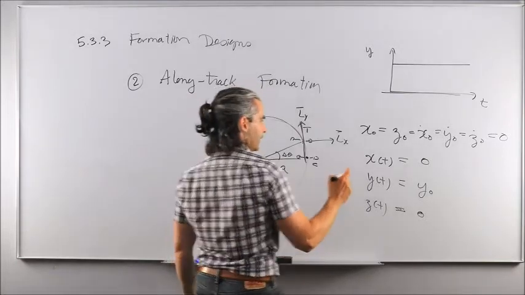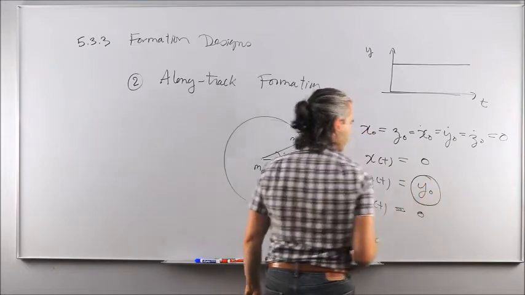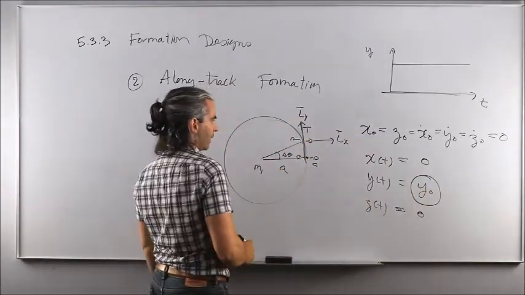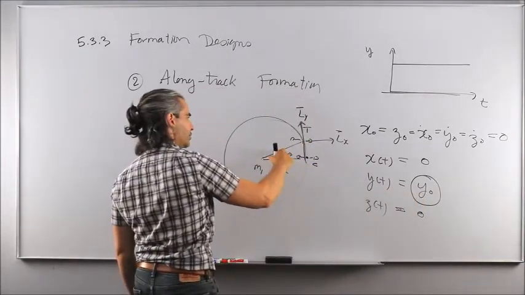And as a designer, again, the free parameter you can design with is y naught, which is the offset in this direction. And you could also relate this y naught to the difference in true anomaly you want.